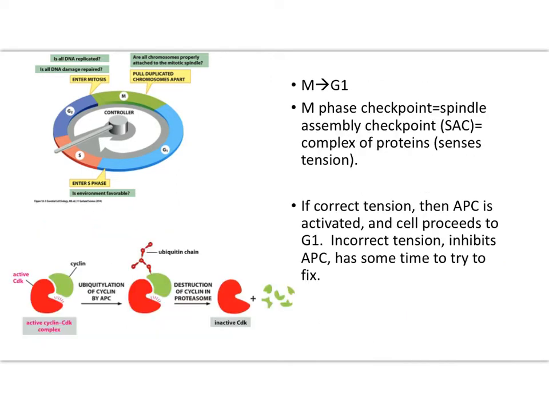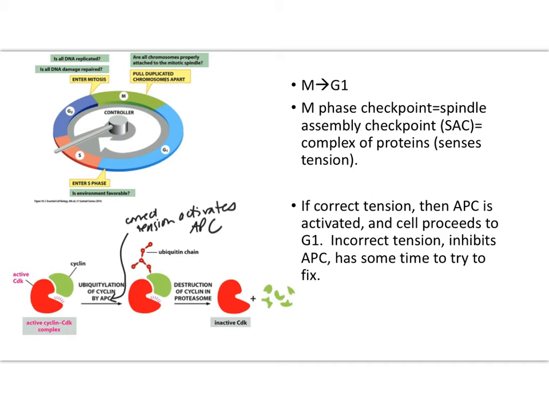Next, let's talk about the M to G1 checkpoint. So that is up here. And basically, as you can see over on this figure, the big question is, are all of the chromosomes properly attached to the mitotic spindle? This is discerned through the M phase checkpoint, and the checkpoint is also known as the spindle assembly checkpoint, or SAC, and that's a complex of proteins that, interestingly, can sense the tension of chromosomes as they're attached to the microtubules.